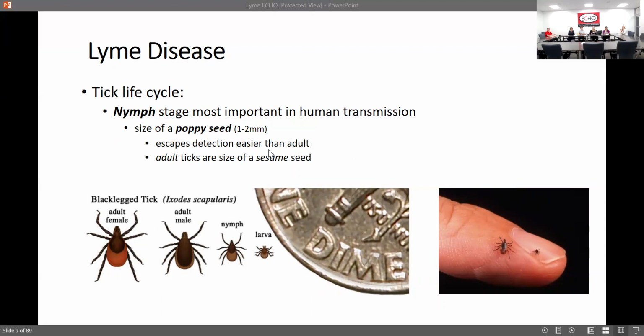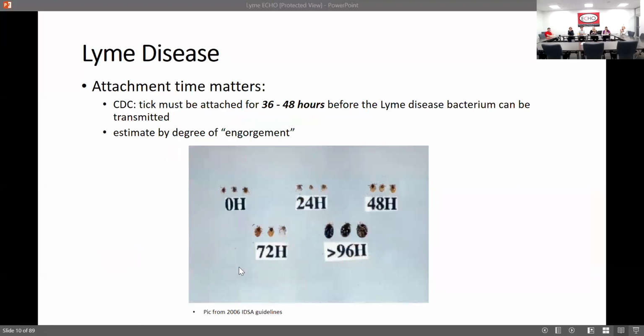And so really the unengorged nymph phase, which is the most common one that's going to transmit, they say is a sesame seed. I even think it's smaller than a sesame seed, truthfully. And then when they're engorged, it can be up to the size of a poppy seed.